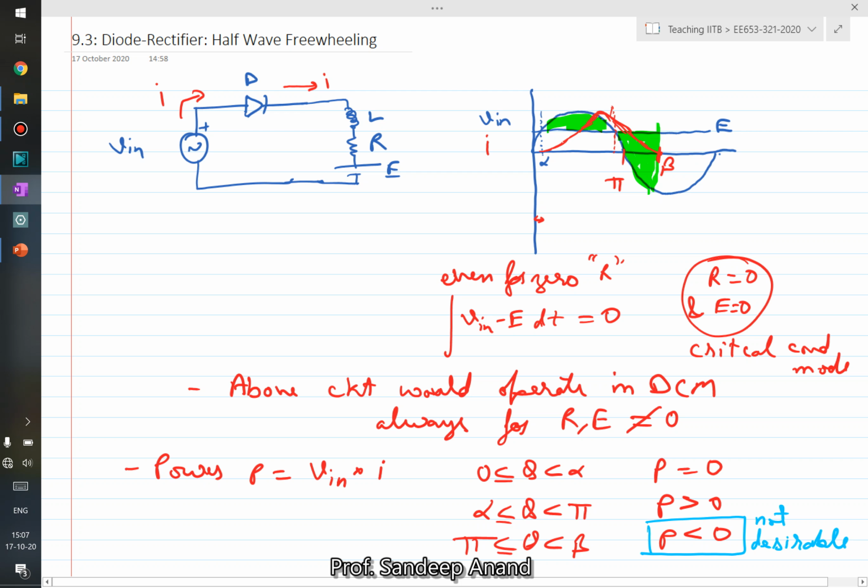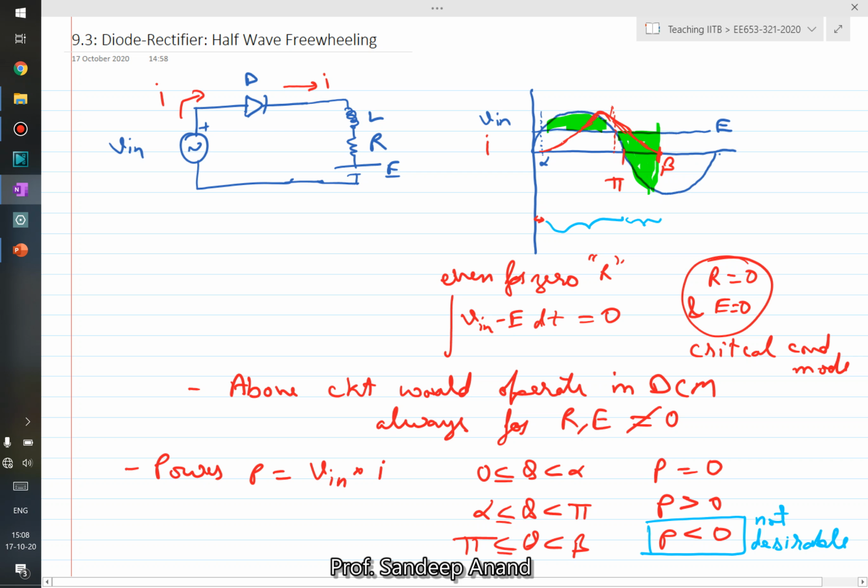Now why do I say that it is not desirable? Because your aim is to transfer power from source to load. Here you are taking power for most of the duration from alpha to pi, but then you are again pushing back part of the power, right?